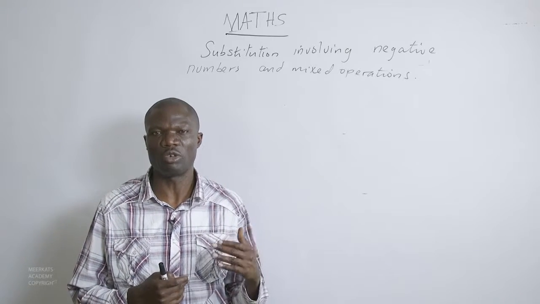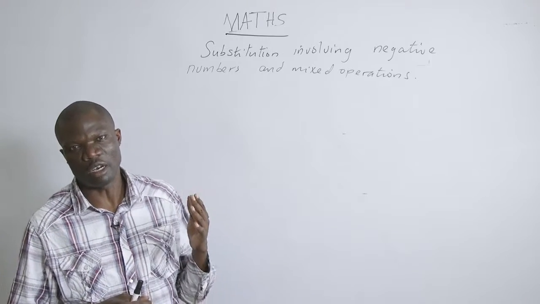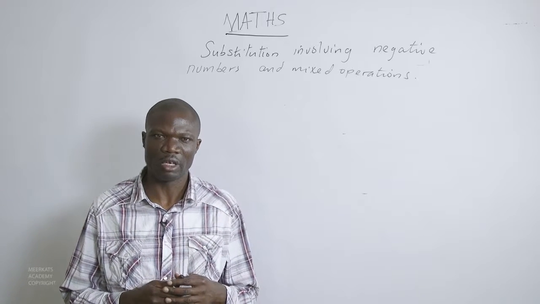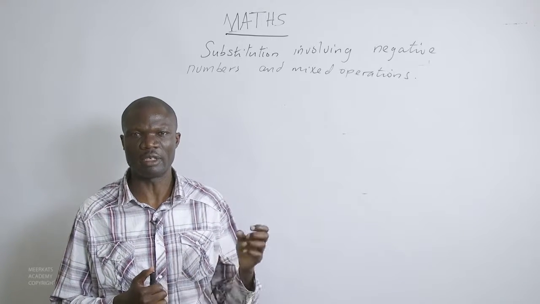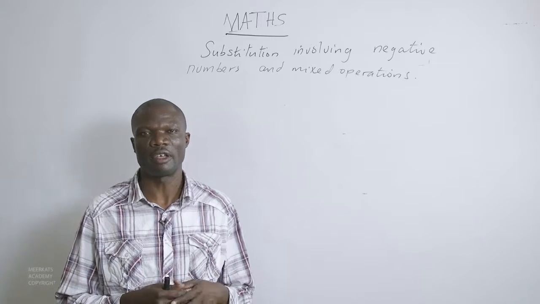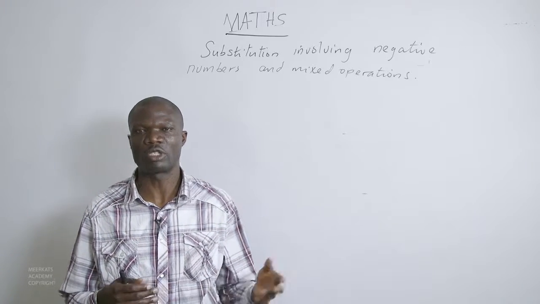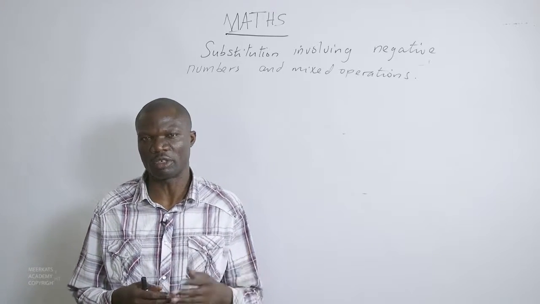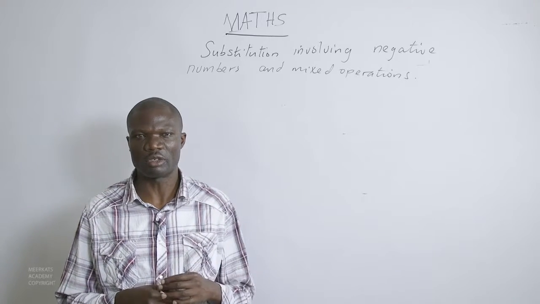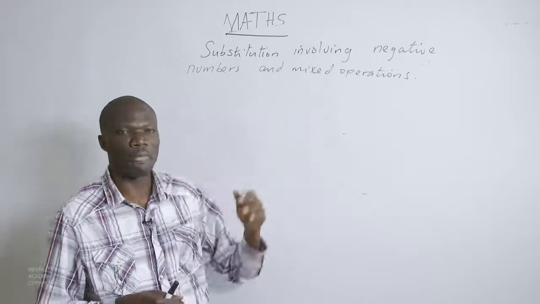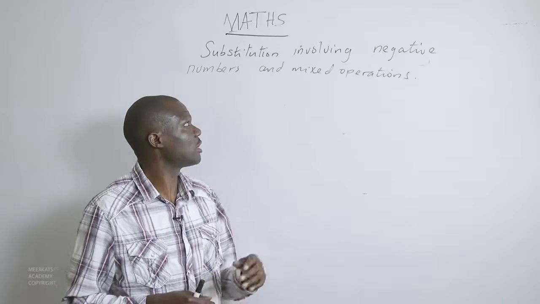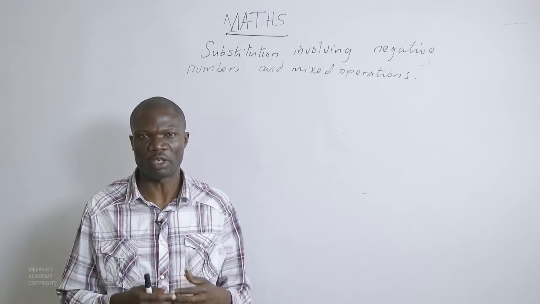We were also able to look at the application of algebra in real life situations. Generally, algebra is very important because it is used by mathematicians in various fields to find costs in sporting events and so on. As we go on with substitution, this time we are going to involve negative numbers and mixed operations.